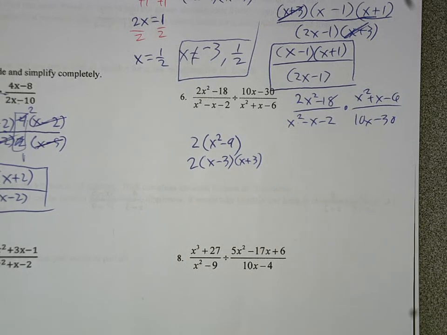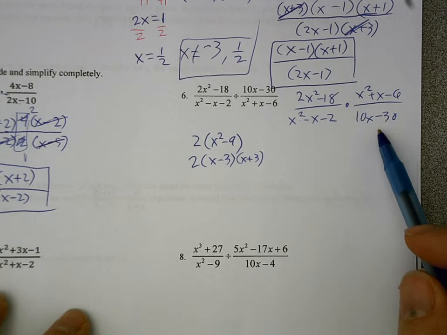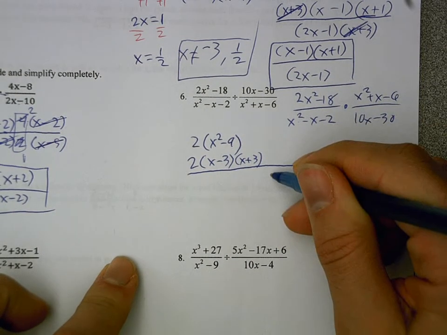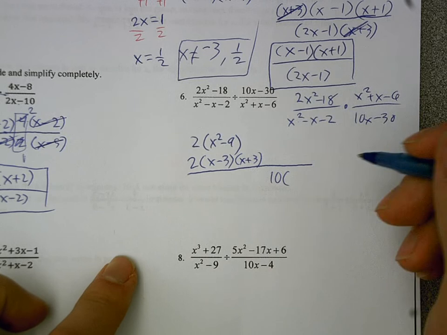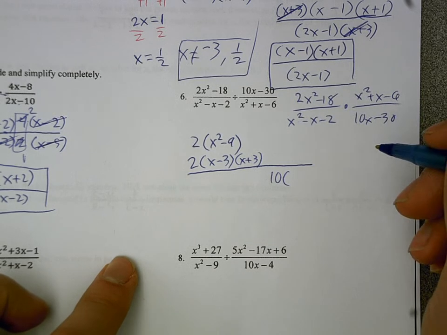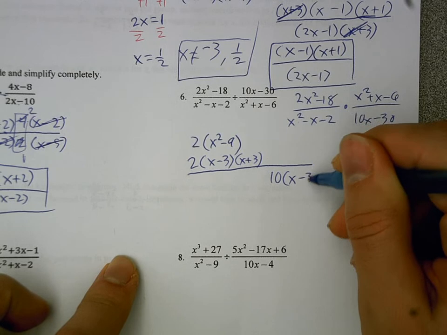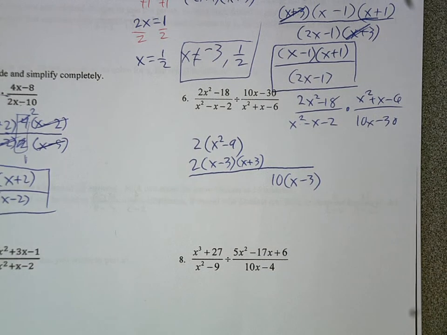So Ethan Rocca, pick another one that you want to factor. I know you just did the last one for volunteer, but go ahead and do another one. 10x minus 30. What do you do with that one? And what's left over? Yep, 10 times x minus 3. All right, we've got 2 left.